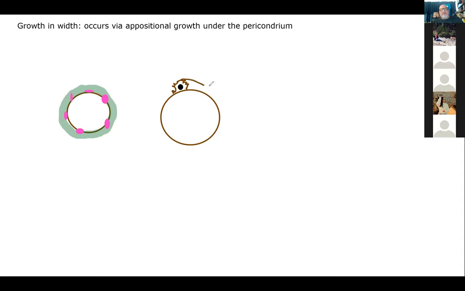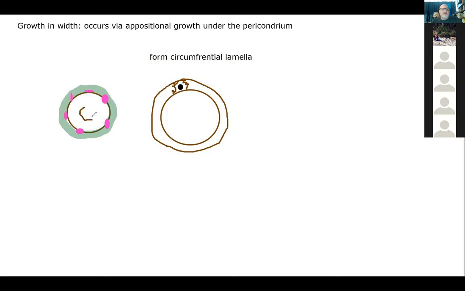And this happens all the way around under the perichondrium. So as a result of that, we get a layer of matrix that forms around the entire circumference of the bone. And what would we call this layer of matrix that goes around the entire circumference of the bone? Circumferential something. Someone help him out. Lamella. Excellent. So we form a circumferential lamella, right? Oh, I forgot to put the medullary cavity filled with bone marrow. And since this is an adolescent, we'll make it red bone marrow. Excellent.